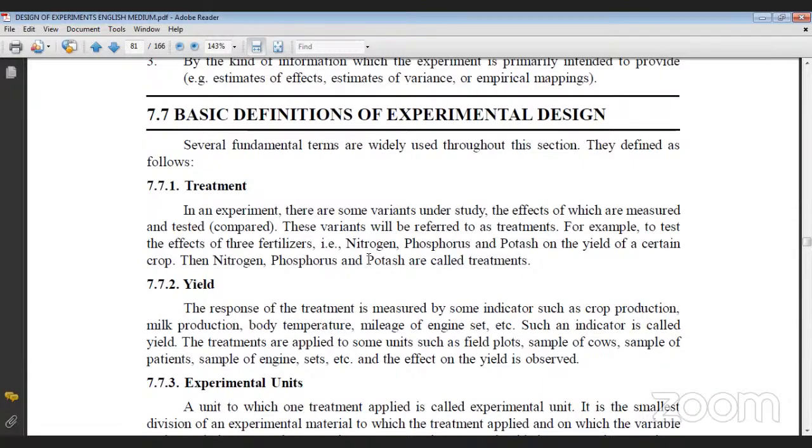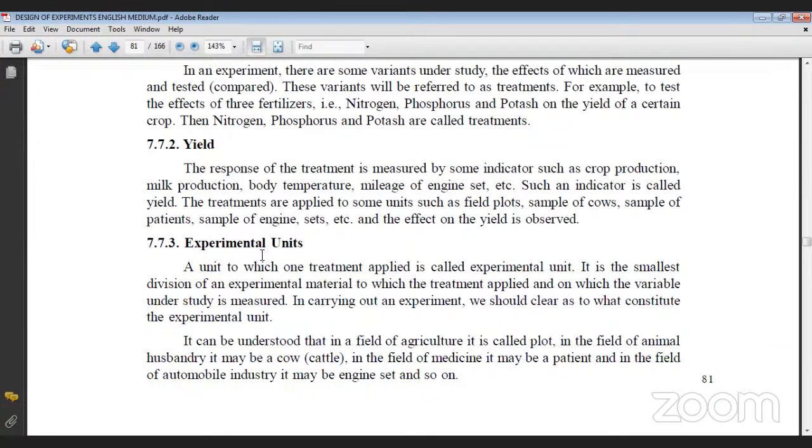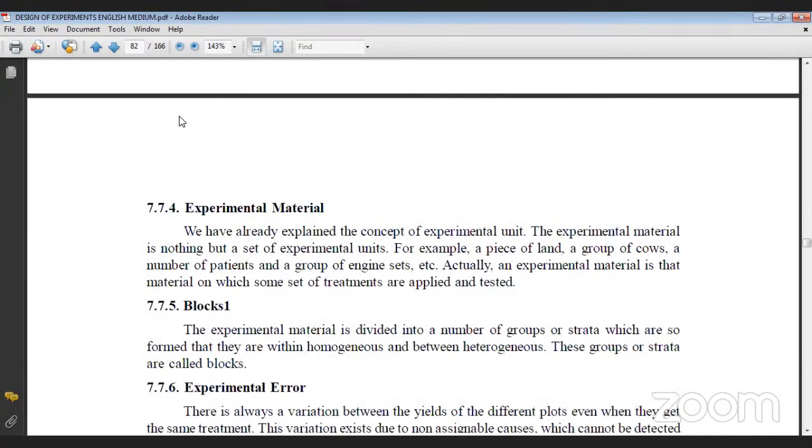The treatments are applied to some units such as field plots, samples of cows, samples of patients, etc., and the effect on the yield is observed. Experimental unit: the unit to which a treatment is applied is called an experimental unit. It is the smallest division of the experimental material to which a treatment is applied and on which the variable under study is measured. In carrying out an experiment, we should be clear as to what constitutes the experimental unit. In the field of agriculture, it is called a plot. In animal husbandry, it is a cow, meaning cattle. In medicine, it is a patient. In the automobile industry, it is a vehicle. This is an experimental material.